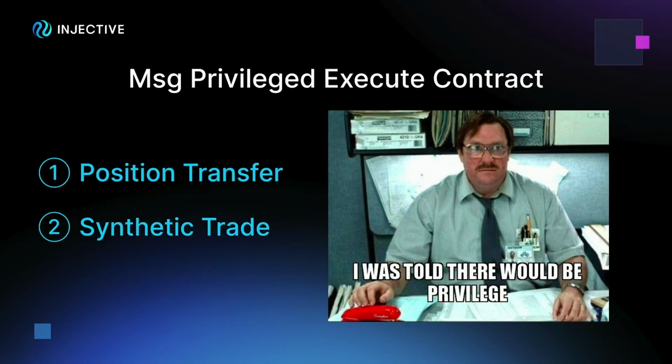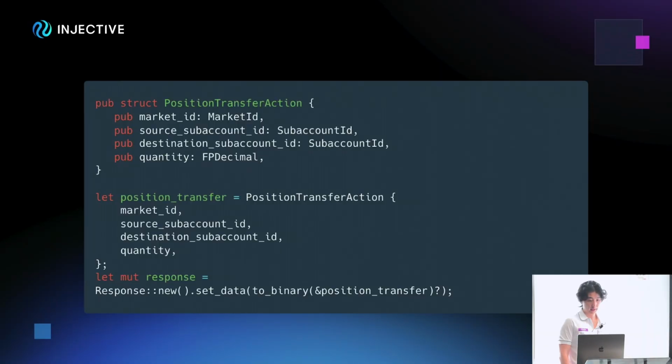So now I'd like to take some time to talk about something unique that we implemented, called message privilege execute contract. This enables 2 features: position transfer and synthetic trades. The position transfer is super easy to understand. This is what it would look like from a code perspective, and we actually have used the set data functionality here from Wasm to achieve this.